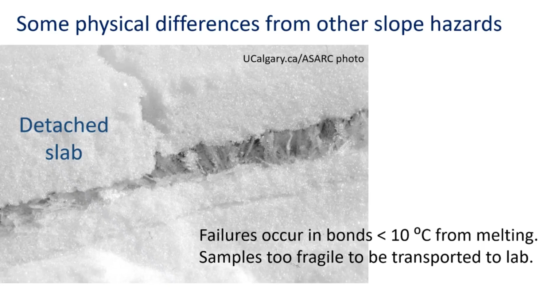First, the failures that release snow avalanches occur in a bonded granular material within 10 degrees, often within 5 degrees, of its melting point. Second, as we see in this photo of a fracture in a weak layer of buried frost, the samples are too fragile to be transported to the lab. By the way, the only reason the detached slab on the left side of the photo did not slide as an avalanche is that the slope was not steep enough. In other words, the frictional force under the slab was greater than the component of gravity pulling the slab downslope.